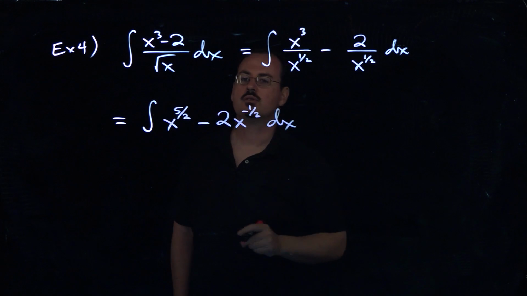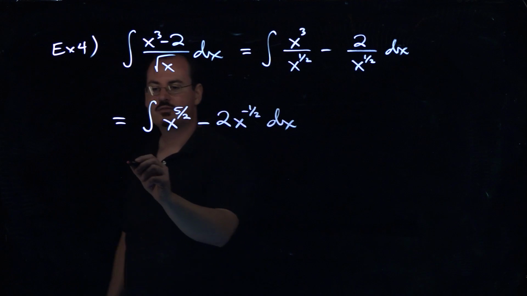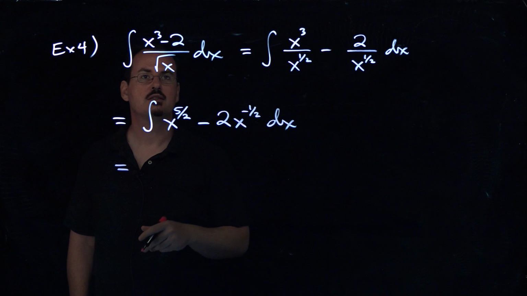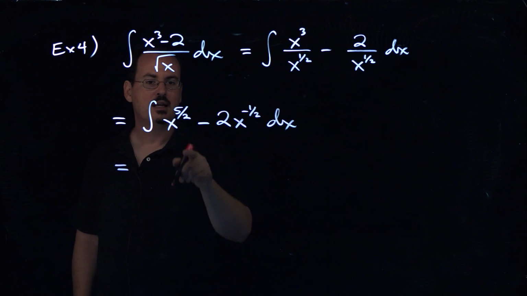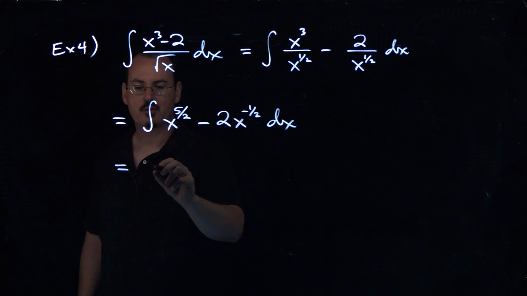Okay, so this is the first thing that we'll want to do when we see functions like this. Always write them as power functions first. That's the only time you can use the power rule. At this point, now that's all we have. It's just power functions, so we're going to go ahead and use that power rule.